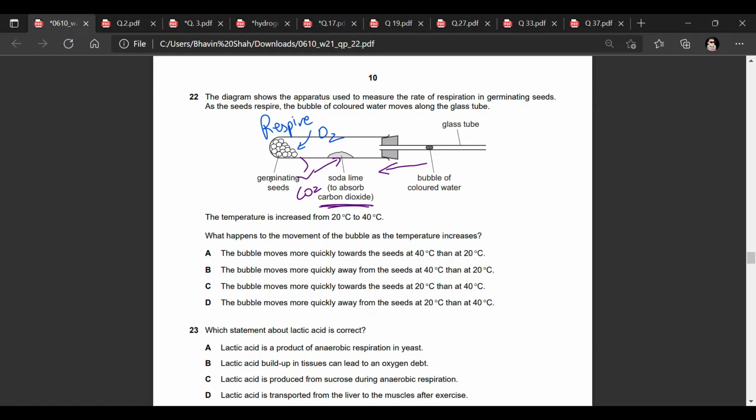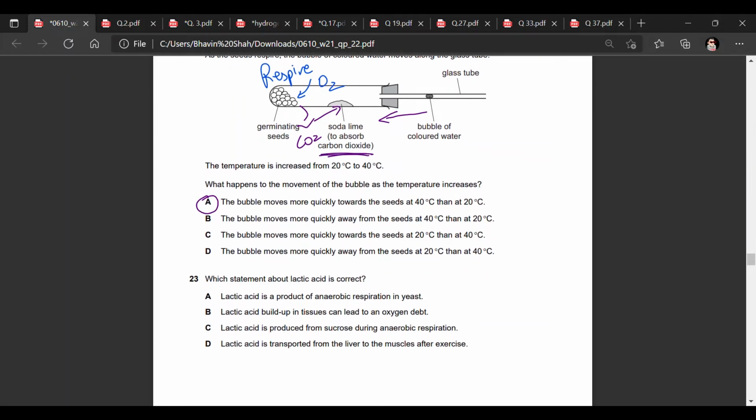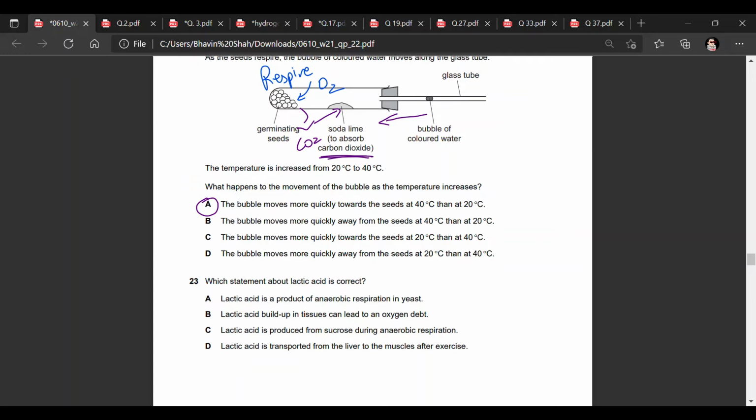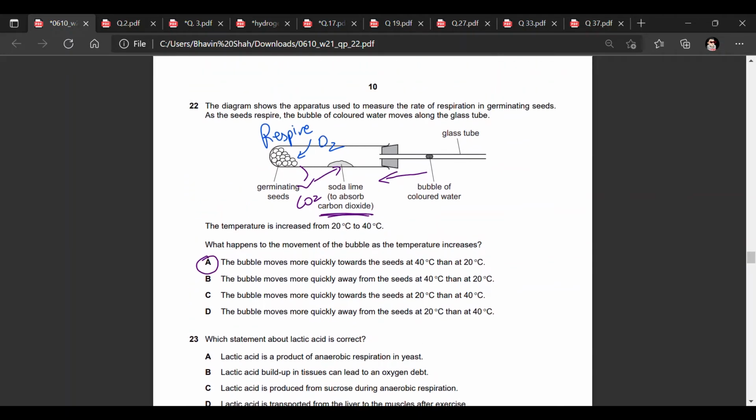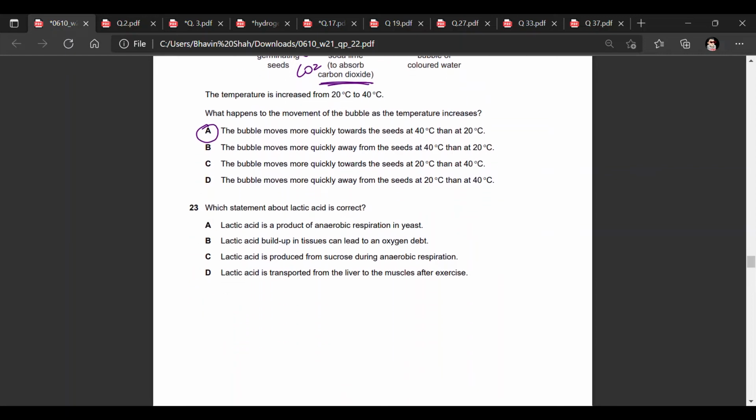What happens to the movement of the bubble if the temperature increases? The bubble moves more quickly towards the seed at 40 degrees Celsius than at 20 degrees Celsius. I have already mentioned in this explanation itself that as the temperature increases or comes close to the optimum temperature, there will be more kinetic energy and there will be more respiration. Okay, so the answer for the 22nd question is going to be A.